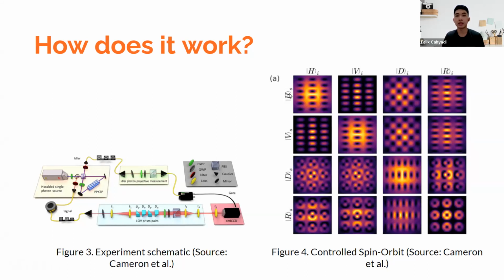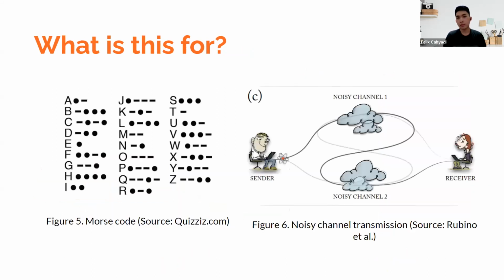And in the end, we can see that there will be a correlation between the polarization state of the photon and the spin orbit state. And so, with all of the things that we have talked about, what is this actually good for?